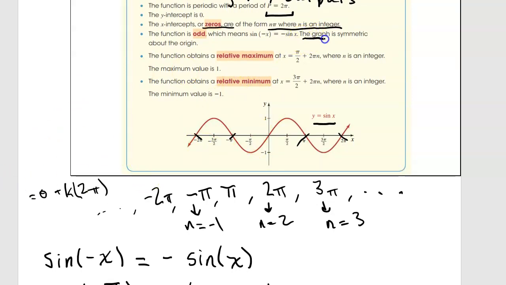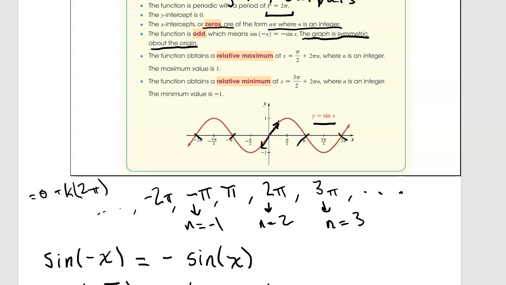It might help you if you know that the graph is symmetric about the origin. So what that means is if you go this way in the positive direction, then you go this way in the negative direction. So you see how that's kind of symmetric like that. So you can kind of flip it back and forth to go positive or negative. Okay.